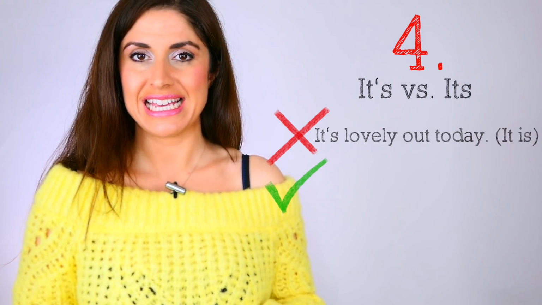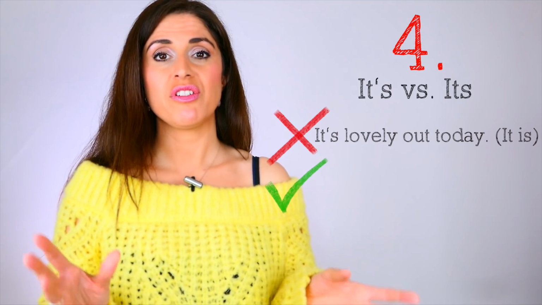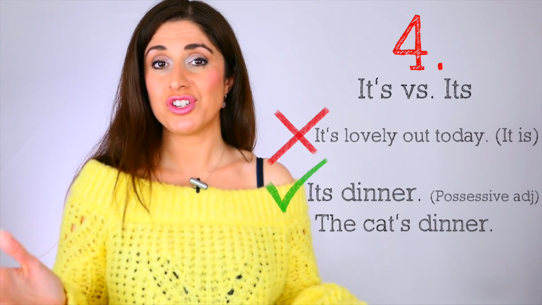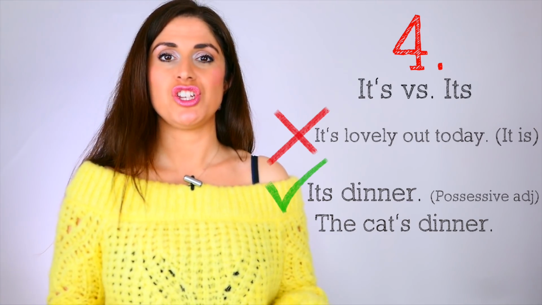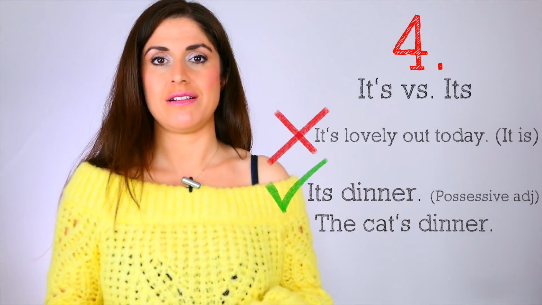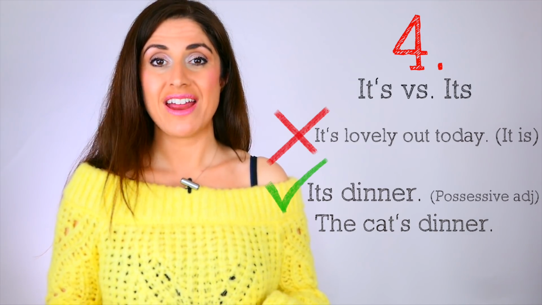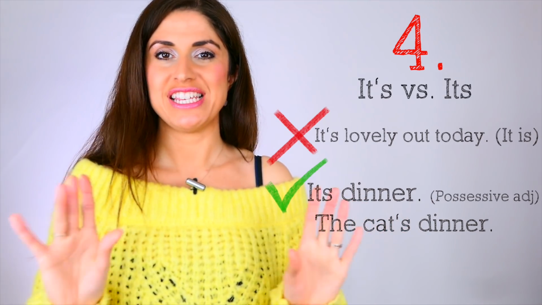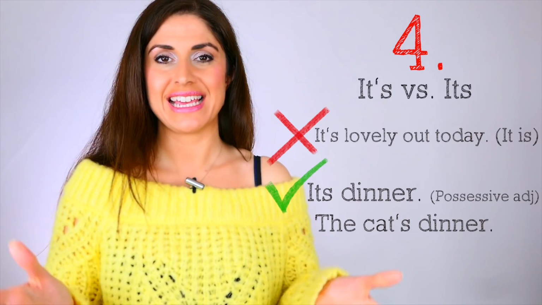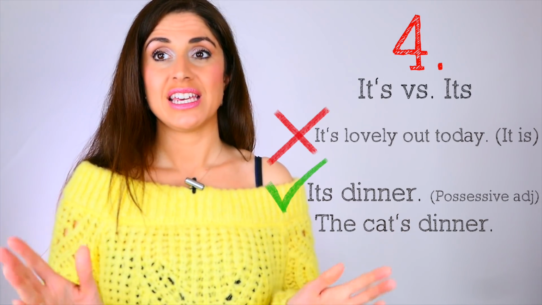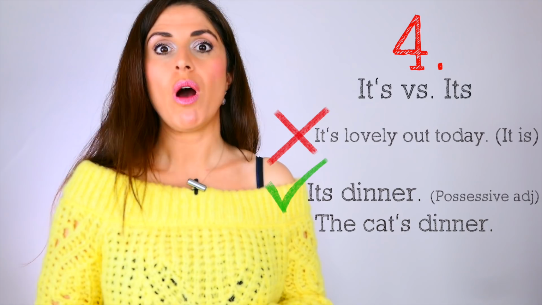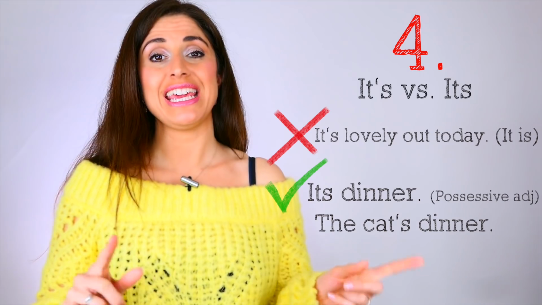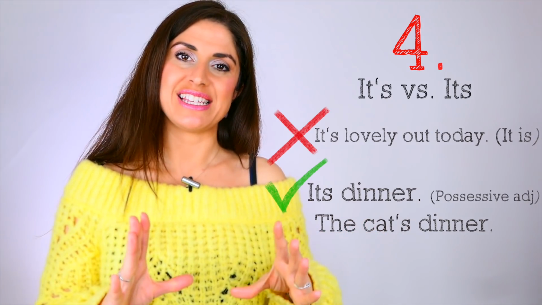Its is possessive, okay? So for example, if we refer to a cat as it, we don't necessarily have to refer to the cat by their name. We can refer to it. So its dinner, the cat's dinner. Where's its dinner? In this case, no apostrophe. It is possessive. That's right. Where's the cat's dinner? It's in the garden. I don't know why it would be in the garden, but it's in the garden. So there we have it. It's with an apostrophe, it is. Its without is possessive.